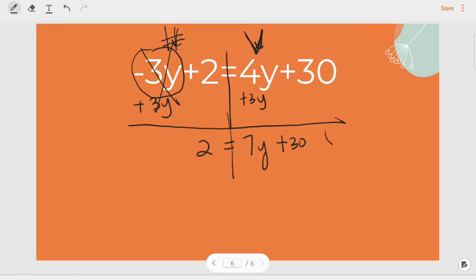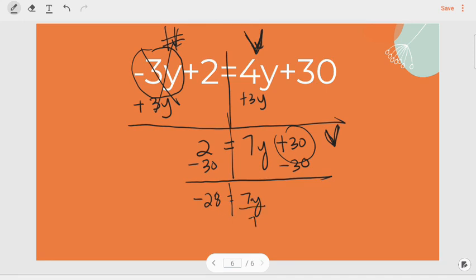If this is my variable side, I don't want that plus 30. I want to get rid of it. How do I get rid of a plus? I'm going to minus. I am left with 2 minus 30 is negative 28 equals 7y. How do I get rid of this multiplication? I divide. Negative 28 divided by 7 is negative 4. So my final answer on that one is negative 4.